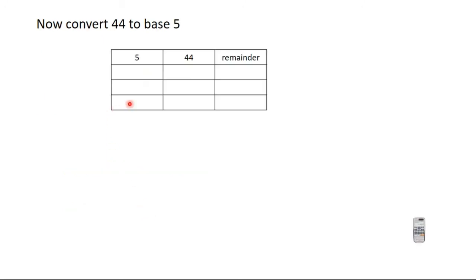So in converting 44 to base 5, you draw your table as usual. You divide 44 by 5. You are going to have 8, remainder 4. You divide 8 by 5. You are going to have 1, remainder 3. Now, since 1 is less than the number here, you write it as the last number here. So 134, which means that if you convert 44 to base 5, you are going to have 134 base 5. So we can now say that 2402 base 5 divided by 13 base 5 will give us 134 base 5.